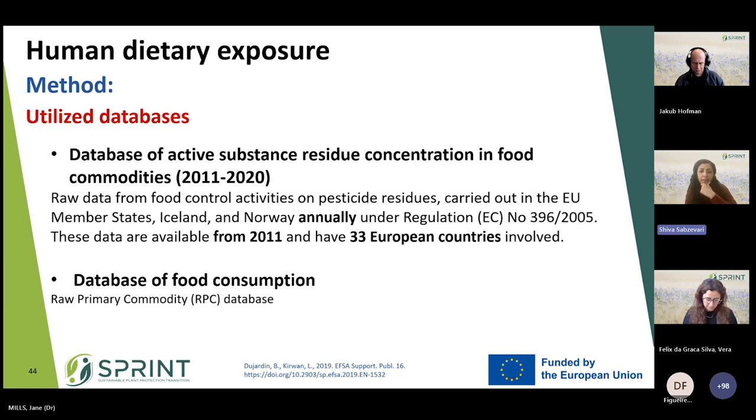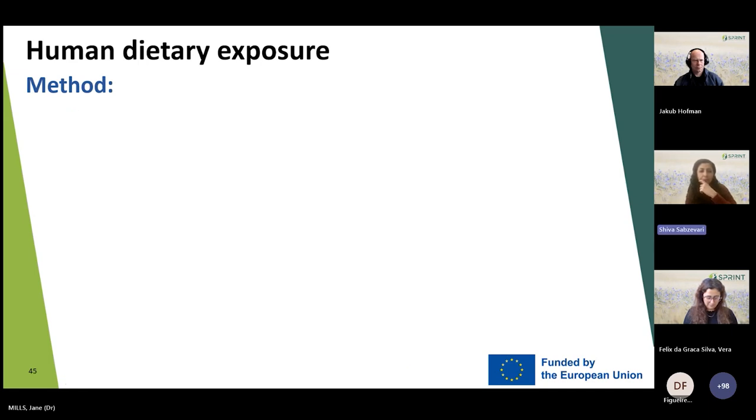And the second data we needed was a database of food consumption. For this data, we used the raw primary commodity database. Both of these databases are open source and available for the public to download from related platforms. Next slide, please.